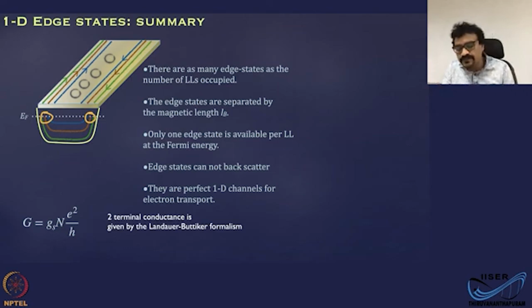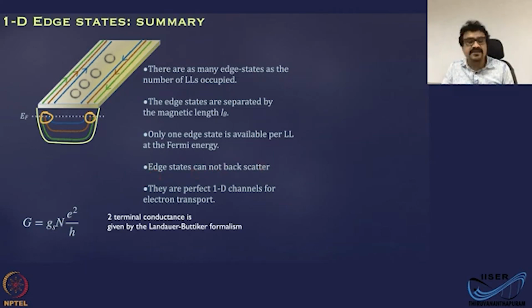Now, the edge states are separated by the magnetic length LB, and only one edge state is available per Landau level at the Fermi energy. But you'll have this on each edge. So along this edge you have one state per Landau level. This edge also you have one state per Landau level. But along this edge it is going in one direction, and along this edge it is coming in the other direction.